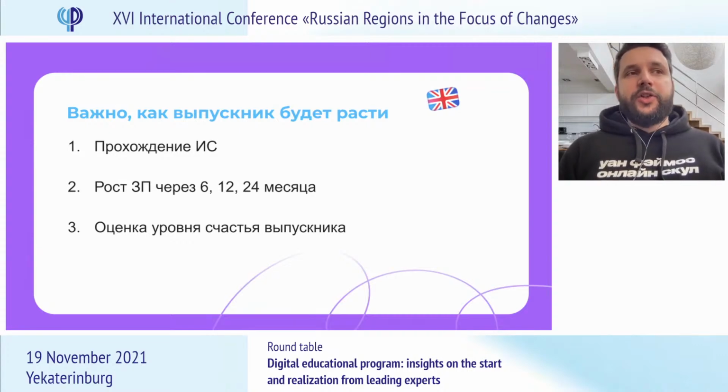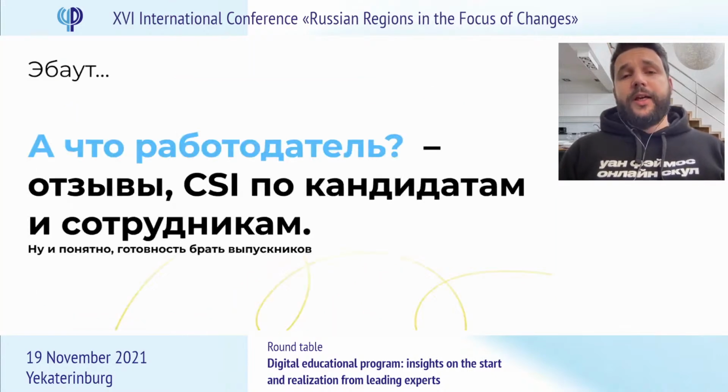Other metrics is successful job placement, because we want the person not only to get a job, but also to keep this job. We want our graduates to use the knowledge we gave them, how their salary is growing in 6, 12, 24 months, and the happiness level of our graduates. Because maybe we just needed to say goodbye to some of our students at the very beginning.